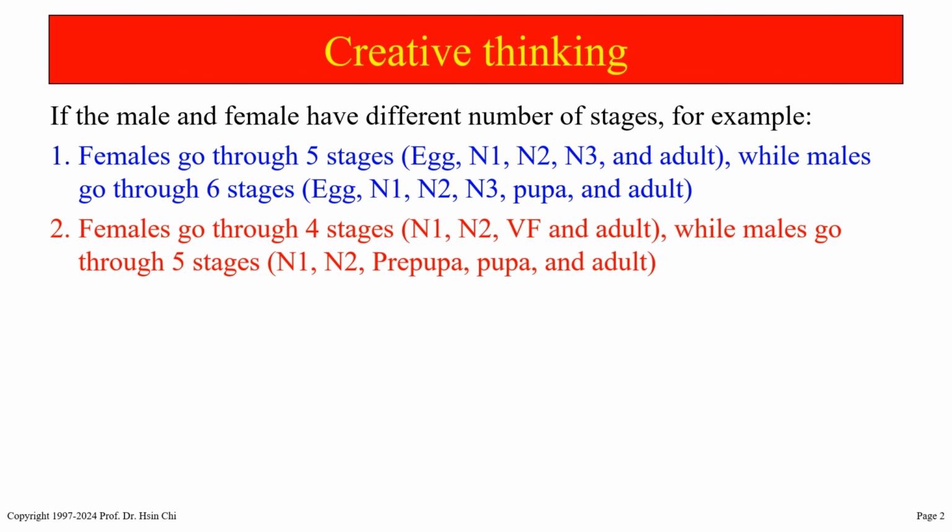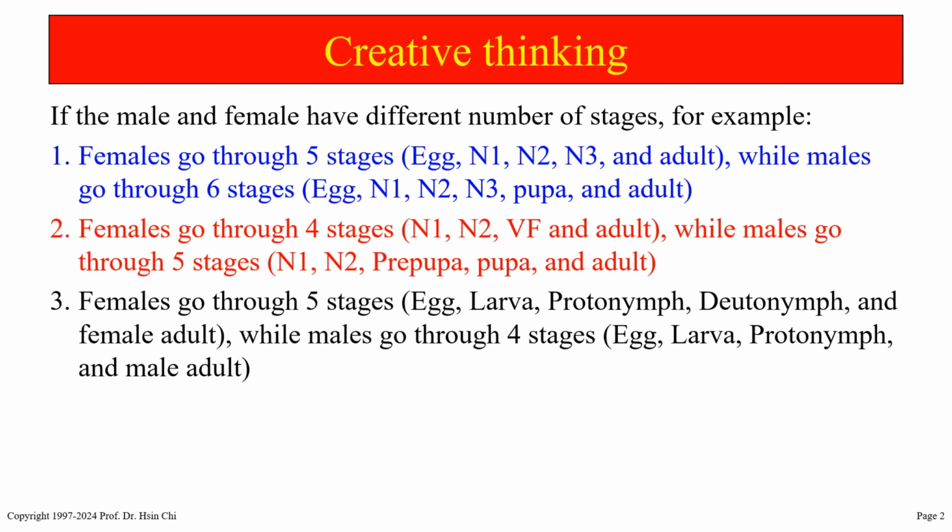Second, females go through 4 stages, N1, N2, virgin female, and adult, while males go through 5 stages, N1, N2, prepupa, pupa, and adult. Third, females go through 5 stages, egg, larva, protonymph, deutonymph, and female adult, while males go through 4 stages, egg, larva, protonymph, and male adult.